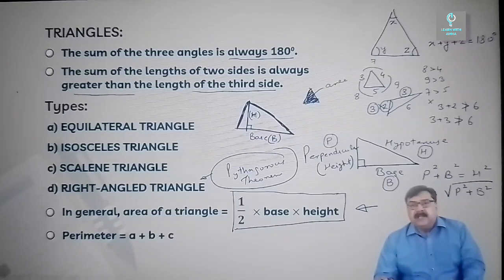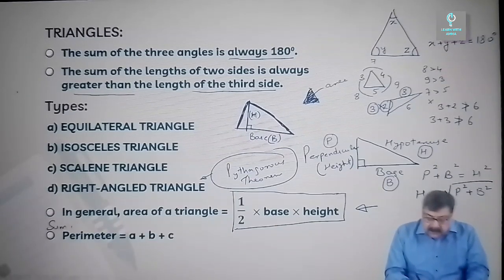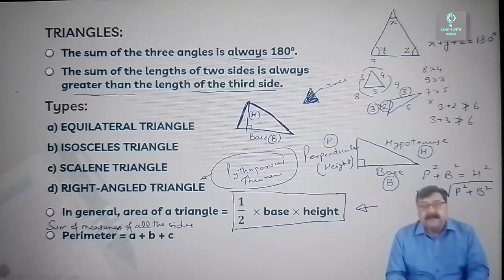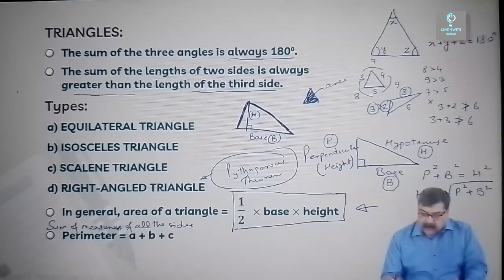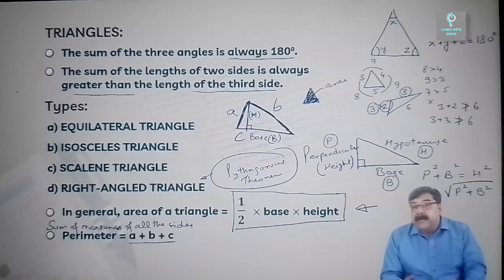Now perimeter, what is perimeter? Perimeter is the sum of measures of all the sides of a figure. We are talking about a triangle. A triangle has three sides. So let us say the three sides measure A, B and C. So the perimeter would become A plus B plus C.